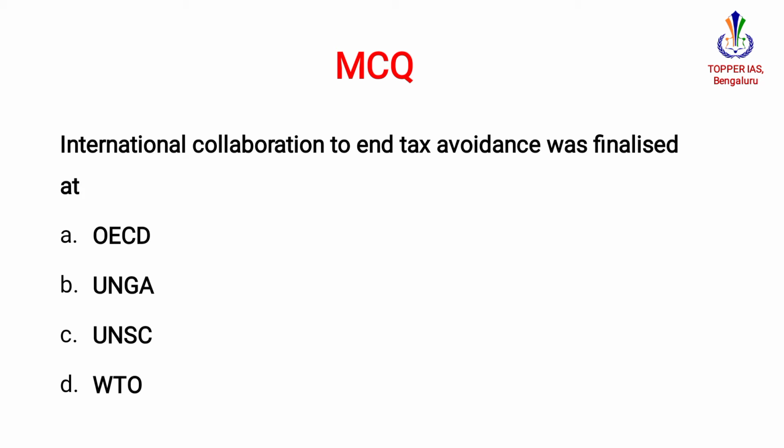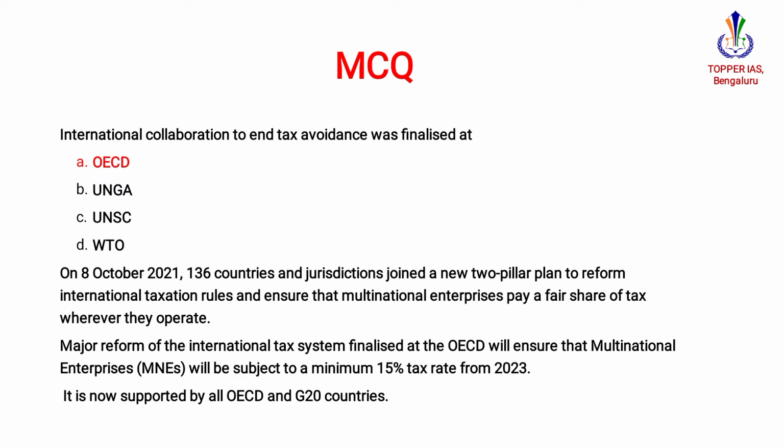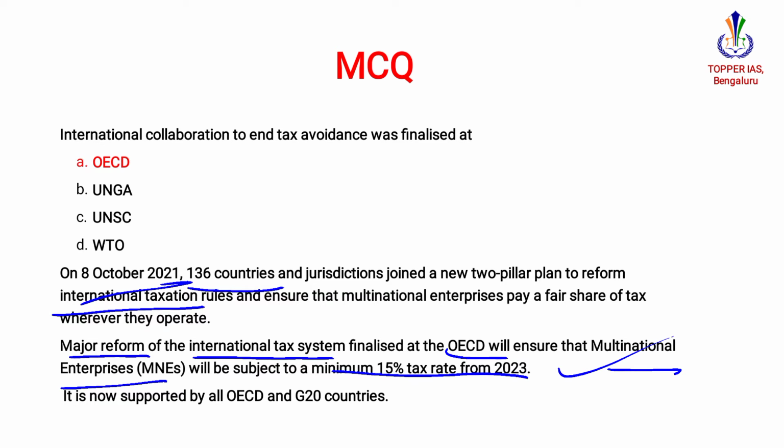We have one question related to this. To end base erosion and profit shifting, an international collaboration was brought in to avoid this tax avoidance. It was finalized in the OECD. On 8th October 2021, 136 countries signed this agreement and brought one international taxation system. Major reforms in this international tax system were finalized in the OECD to ensure multinational enterprises are subject to a minimum 15% tax rate from 2023. Now it is supported by all OECD and G20 countries.